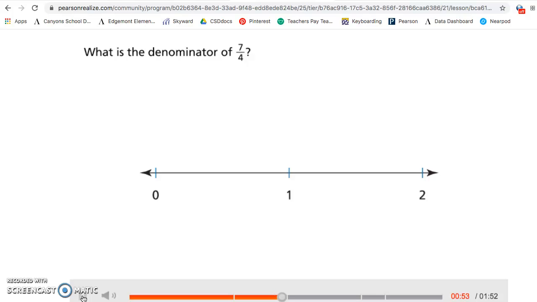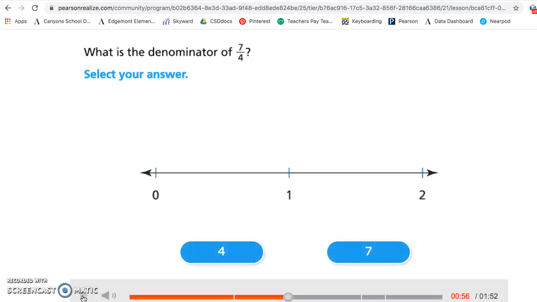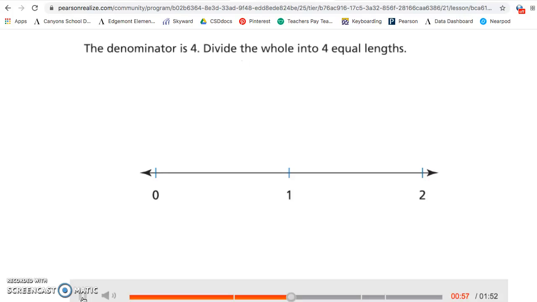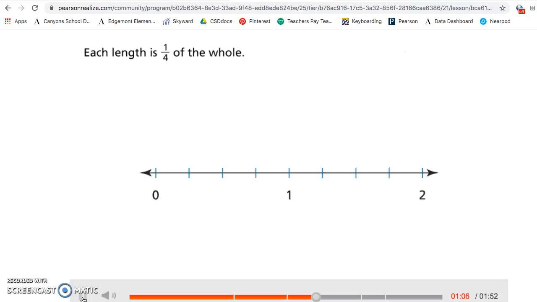What is the denominator of 7/4? Select your answer. The denominator is 4. Divide the whole into 4 equal lengths. Each length is 1/4 of the whole.